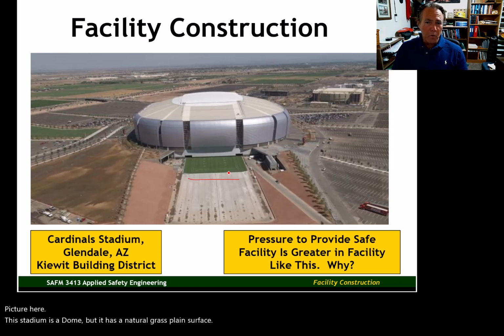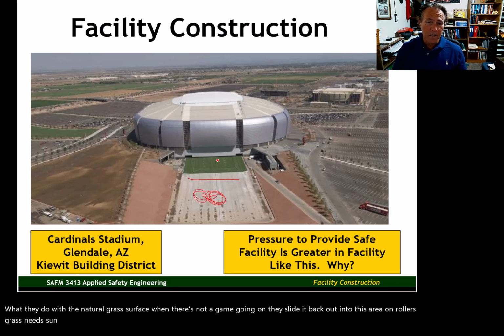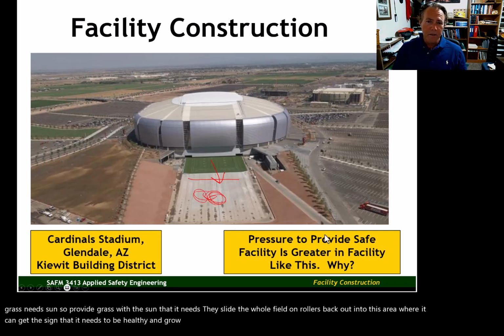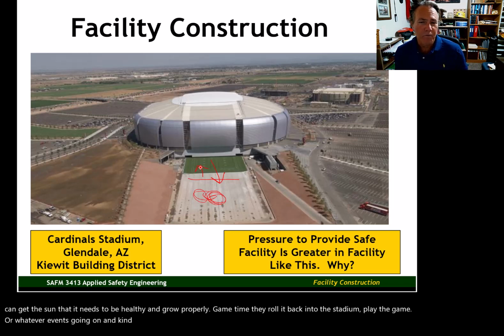What they do with the natural grass surface when there's not a game going on, they slide it back out into this area on rollers. Grass needs sun, so to provide grass with the sun that it needs, they slide the whole field on rollers back out into this area where it can get the sun that it needs to be healthy and grow properly. Game time, they roll it back into the stadium, play the game, or whatever event's going on. And kind of unique for stadiums.